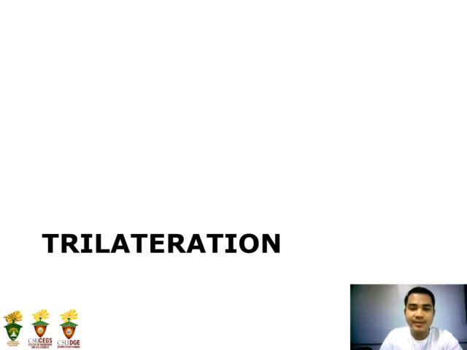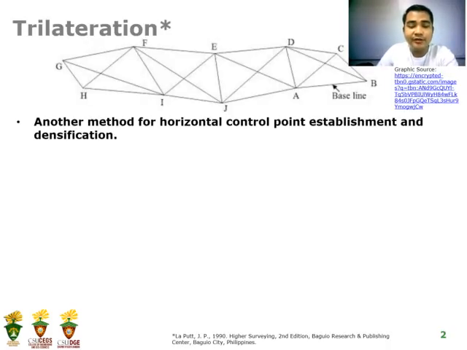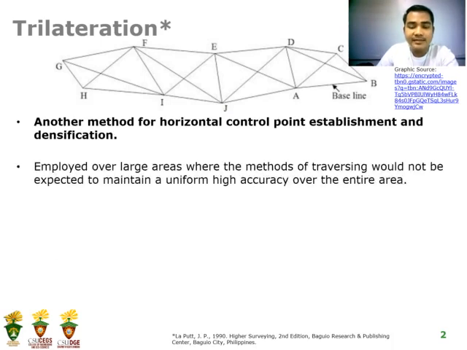Alright, welcome back students. So in this part, we are going to discuss all about trilaterations. So trilateration is another method of horizontal control point establishment and densification. It is employed over large areas where the methods of traversing would not be expected to maintain a uniform high accuracy over the entire area.